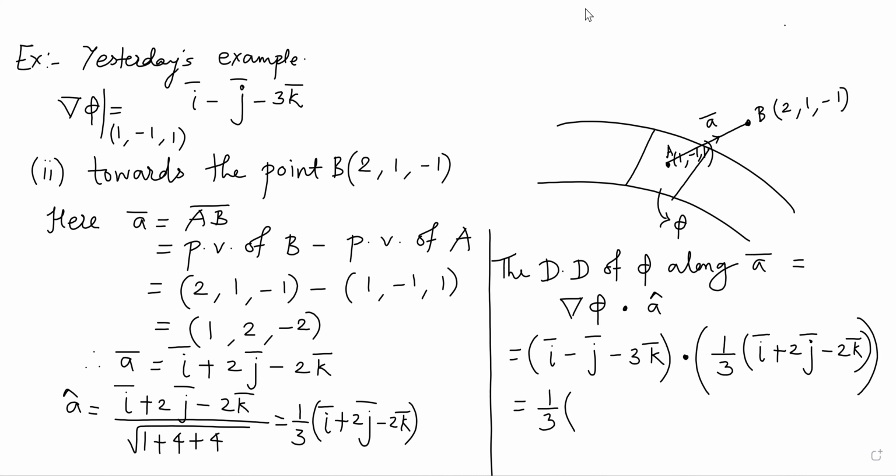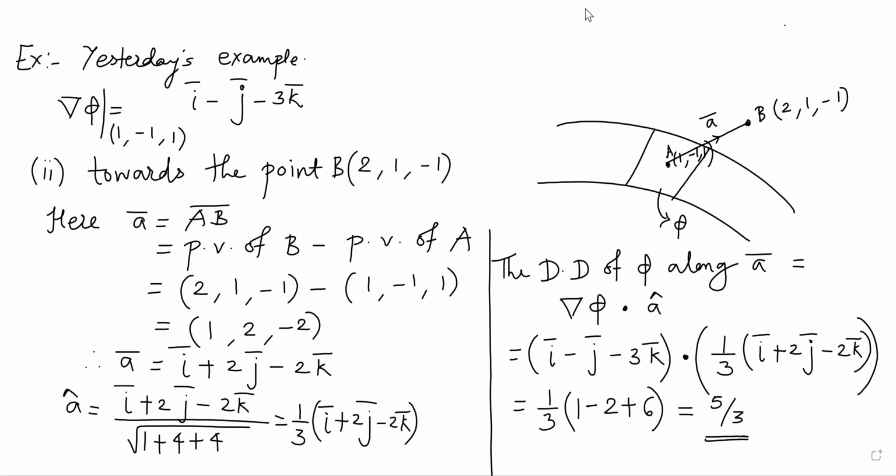You just multiply component-wise and take the dot product. Multiply the coefficient of i bar: here it is 1, here also 1, so it is 1. Multiply the component of j bar: minus 1 into 2, that is minus 2. Then minus 3 into minus 2, that is plus 6. So we get 7 minus 2, that is 5 by 3. So the directional derivative in this case is 5 by 3.